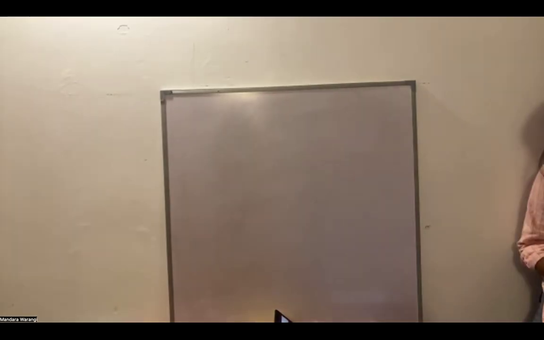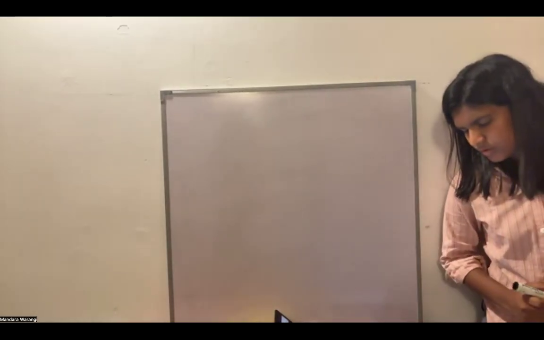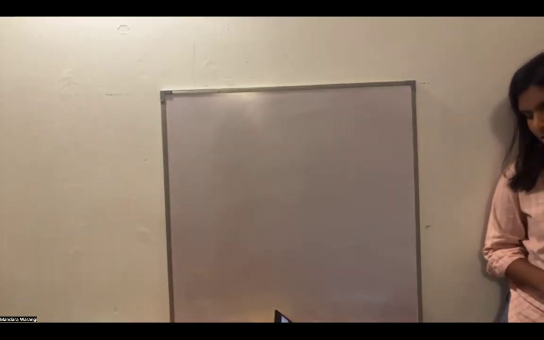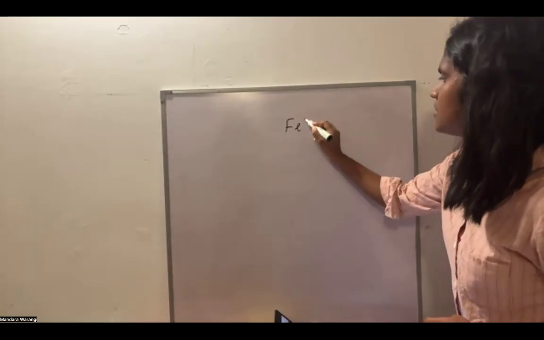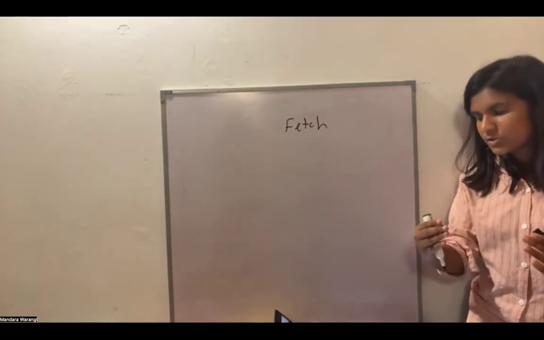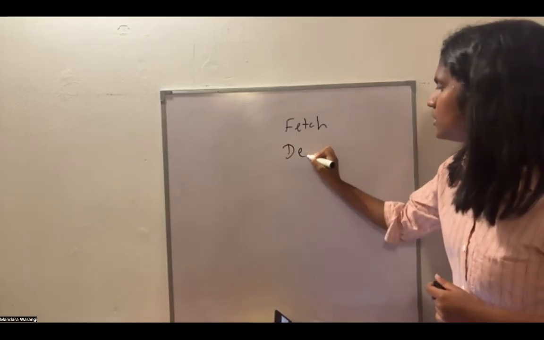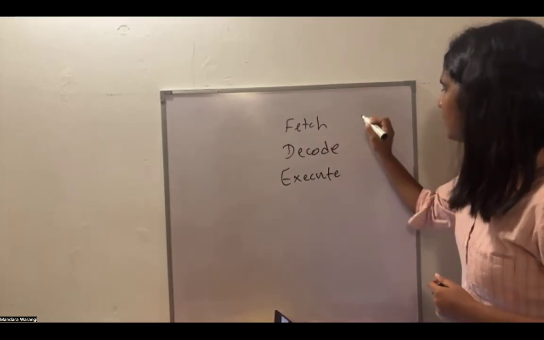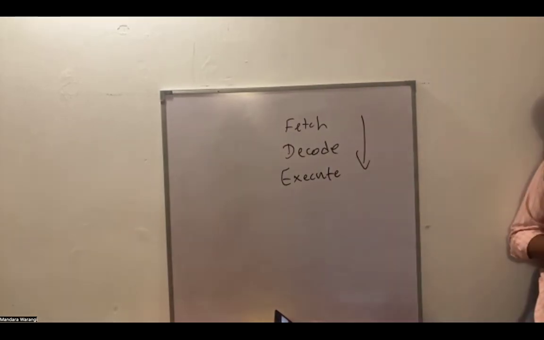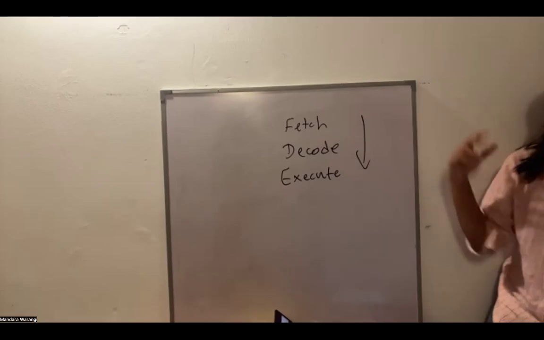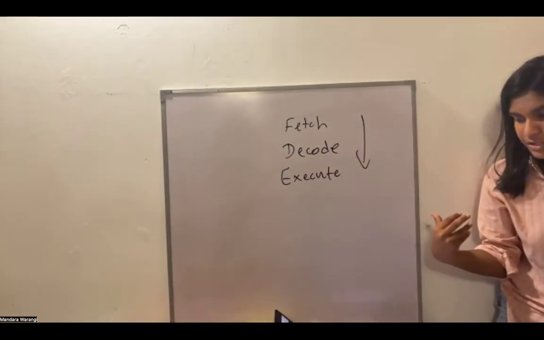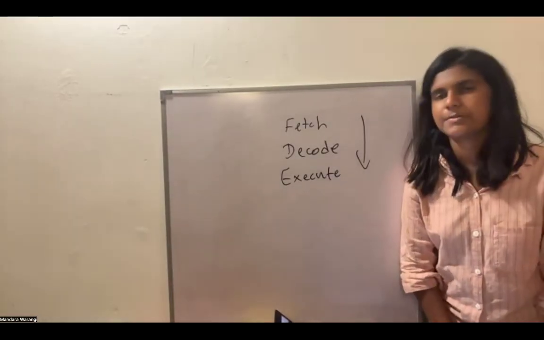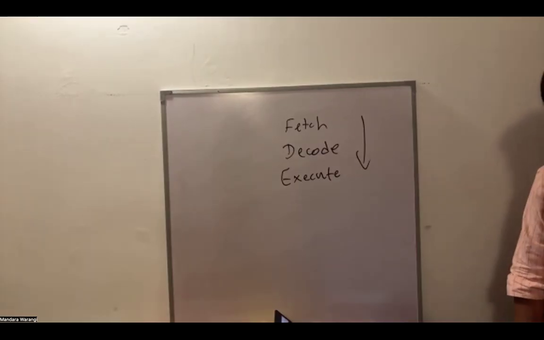Then they're asking, what are the 3 steps of a fetch execute cycle? Fetch, decode, execute. These 3 should happen in line, meaning one after another. First you fetch the instruction, then decode the instruction, and after that only you execute the instruction. Right? Okay.